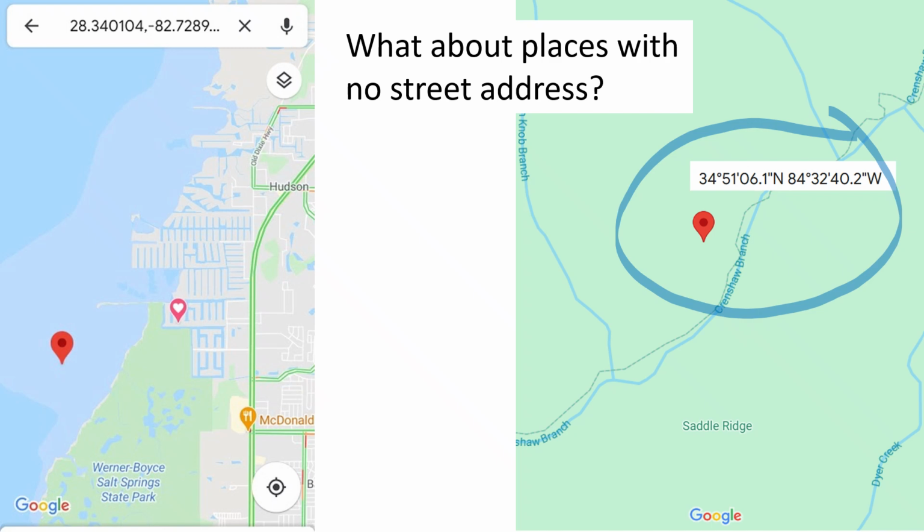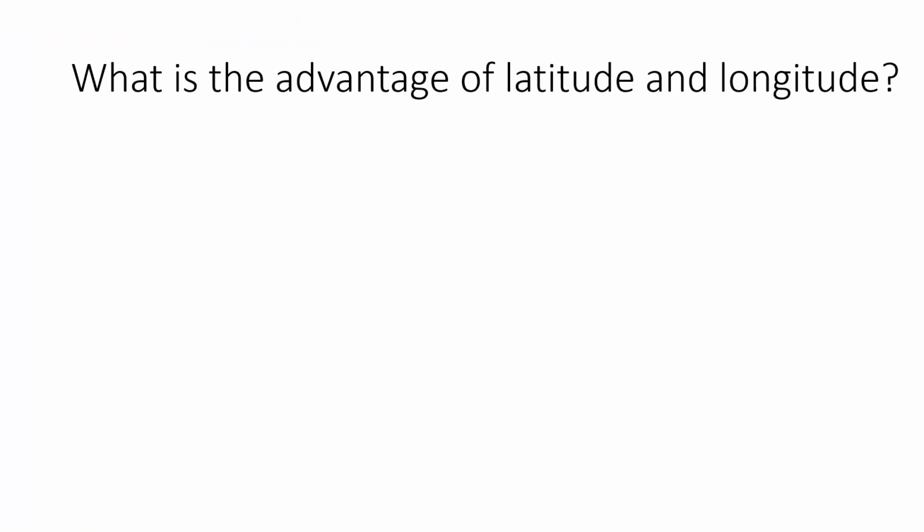If you're on a boat out here in the ocean, well, kind of the same thing. There's no streets, there's no landmarks. You use latitude and longitude, and it will tell you your exact location. So, the advantage of using latitude and longitude, primarily above anything else, here's why we use it, is because it is very, very precise. It tells you exactly where you are.